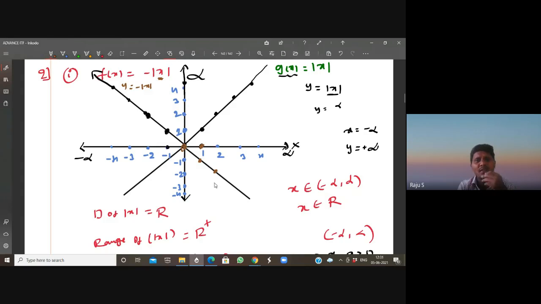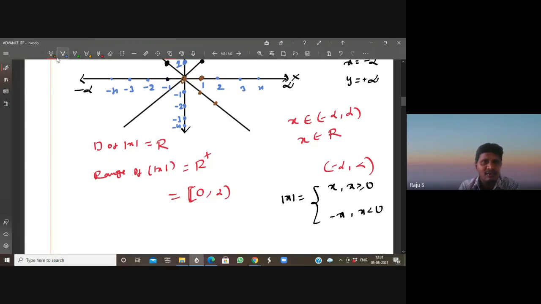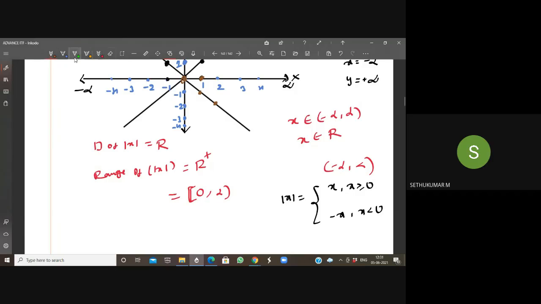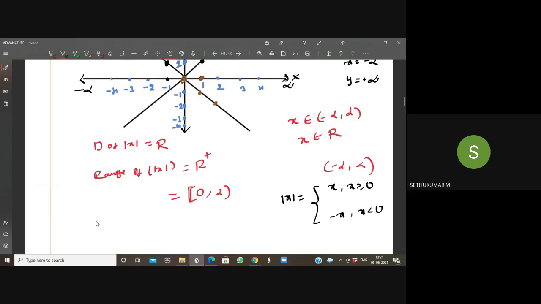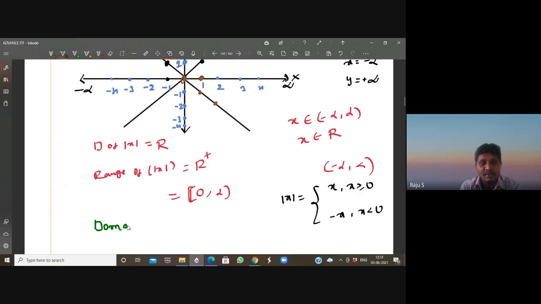So can you tell me what is the domain of this function? Domain means x values. The graph is x from where to where? Real numbers. Exactly. Domain of f of x is equal to R.